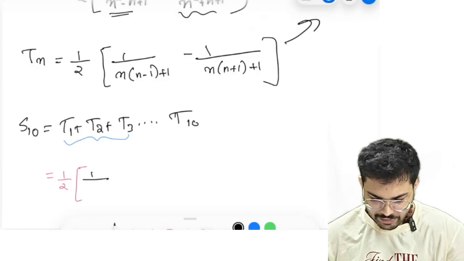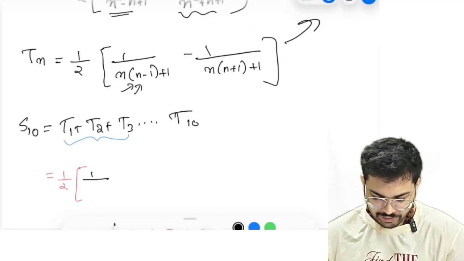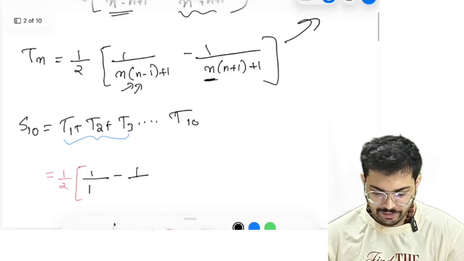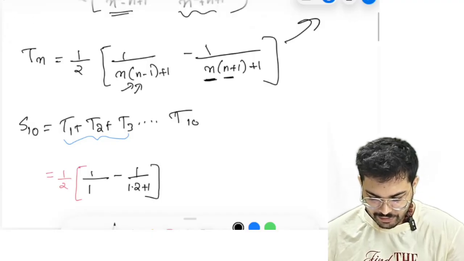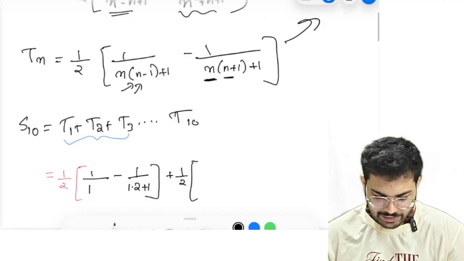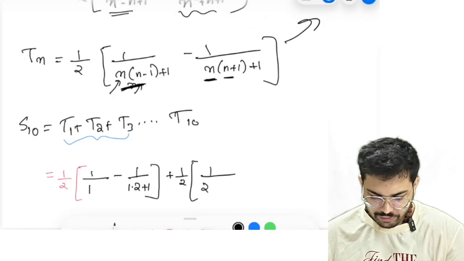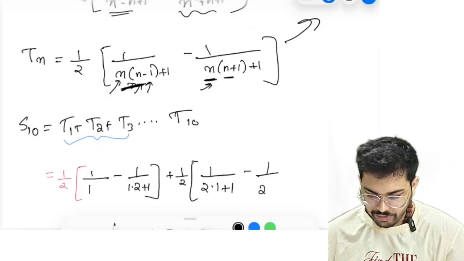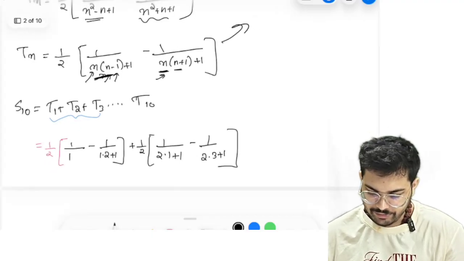1 by, when you put n equal to 1 over here, 1 into 1 minus 1 will be 0, so it will be 1 minus 1 by, this will be n equal to 1 for the first term, 1 into 1 plus 1, that is 1 into 2 plus 1, plus the second term will be, when you put n equal to 2 over here, 1 by 2 into 2 minus 1, that is 1, plus 1 minus 1 by 2 into 3 plus 1. And similarly, I'm just writing only two terms, etc.